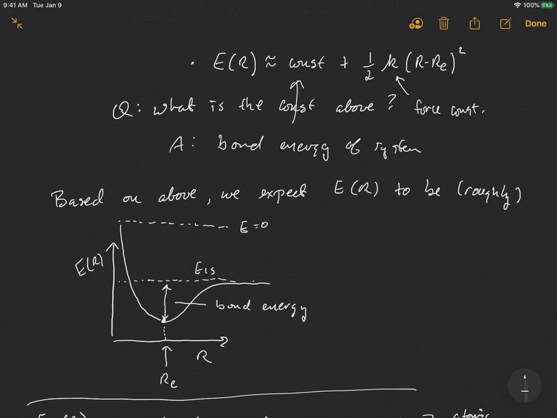And then there's this energy difference between the minimum of the parabola and that E1s energy given by the dotted line, and that we would expect to be the bond energy. Also, it's worthwhile noting that the minimum, that's going to be R sub E, that's going to be our equilibrium internuclear distance corresponding to the bond length.